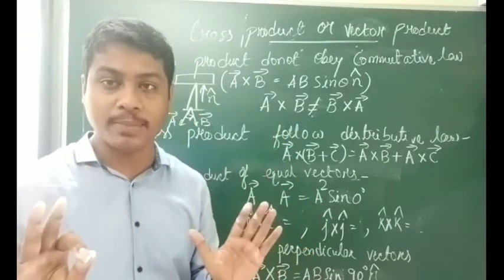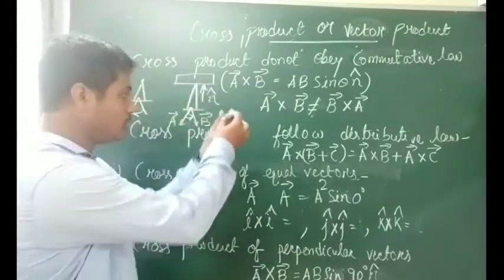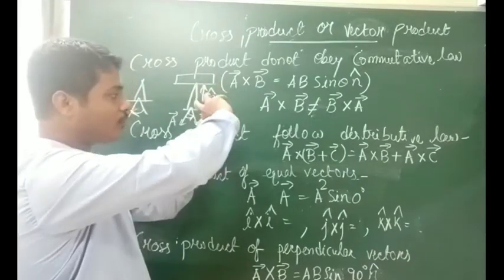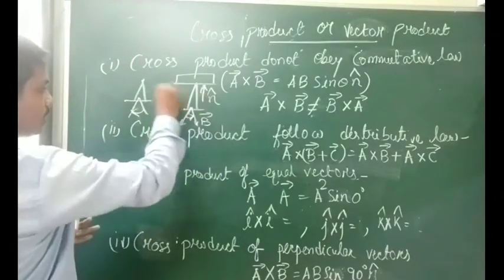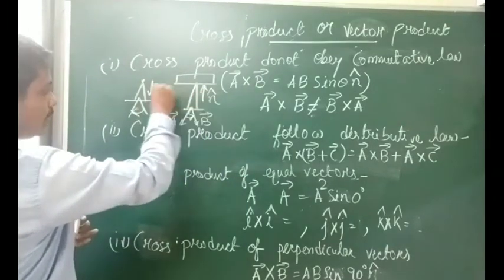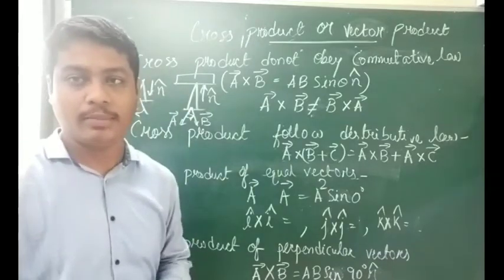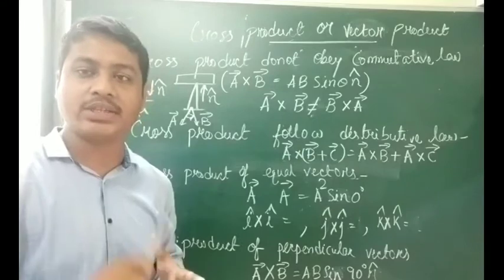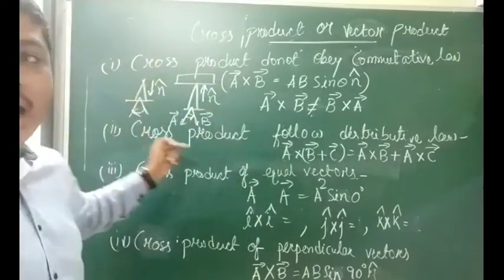Just consider an example. If I take a screw here, suppose this is a screw, if I move anti-clockwise, it will move inside. If I move clockwise, it will be moving outside. So just consider inside is this one and outside is this one. Both are represented by a unit vector, because the use of the unit vector is to represent the direction of a vector. So one is moving inside, one is moving outside.